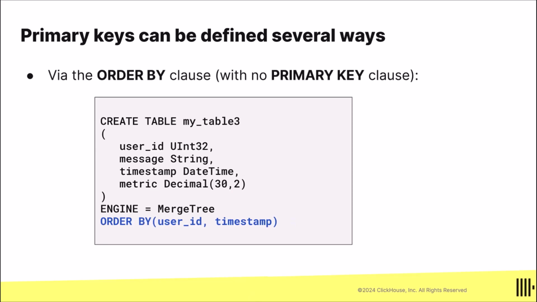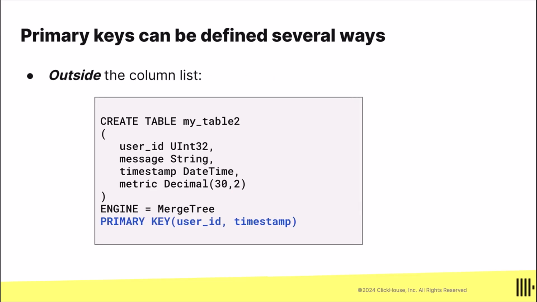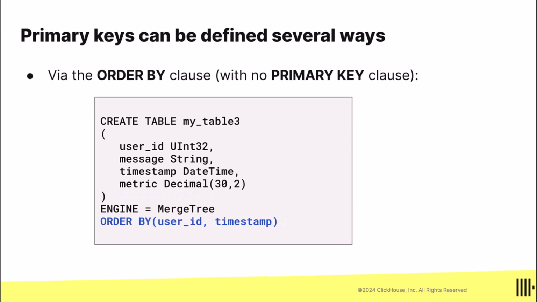You can put order by instead of primary key. That's perfectly fine as well. These 3 tables, I'm going to go back a slide and back another slide. These 3 tables are the exact same tables. Nothing different, just a little syntax different, but they will be sorted by user ID then timestamp.